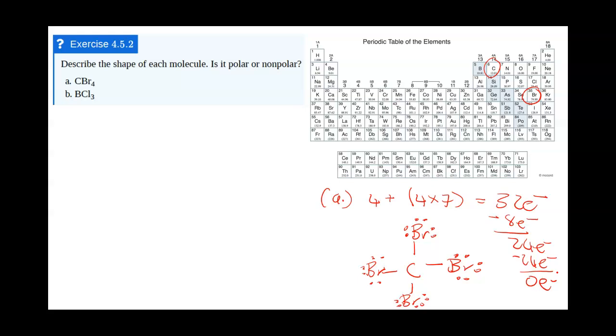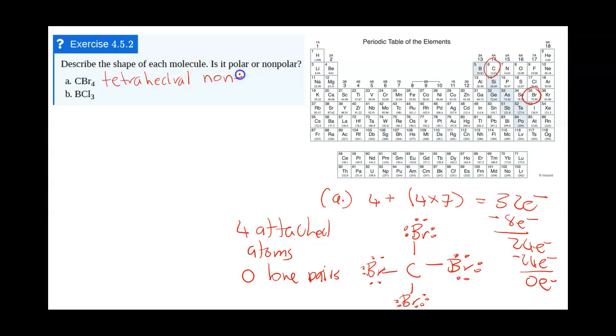Okay, so what we have here is 4 attached atoms. We have 0 lone pairs. So this particular geometry is tetrahedral. Now I have to decide if it's polar or not. As there's only one kind of thing attached to the central atom, I'm going to say that that is non-polar.